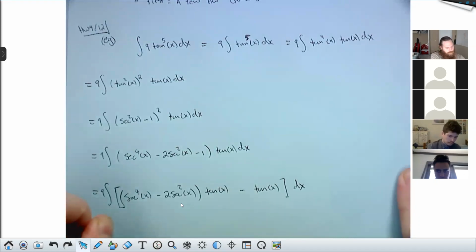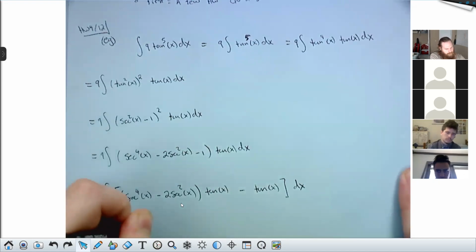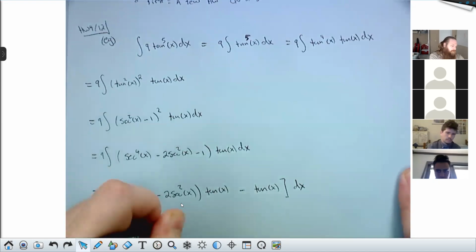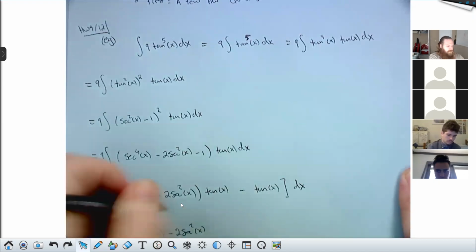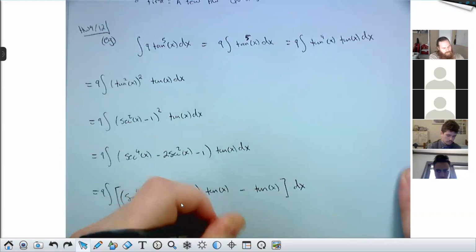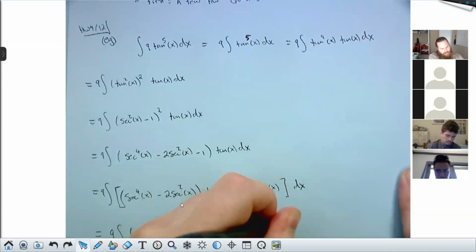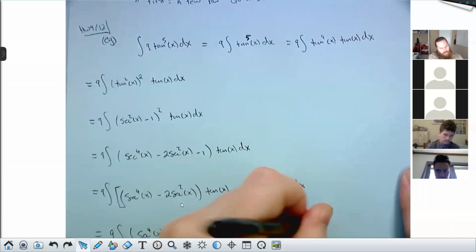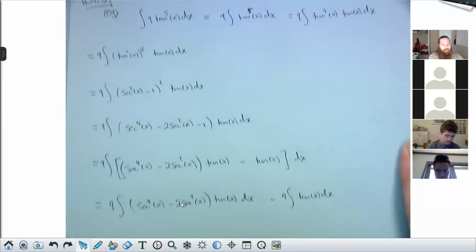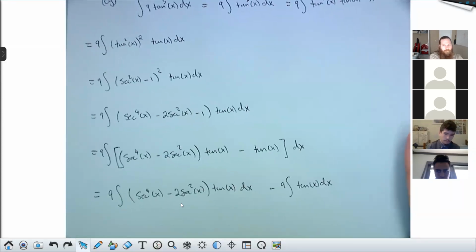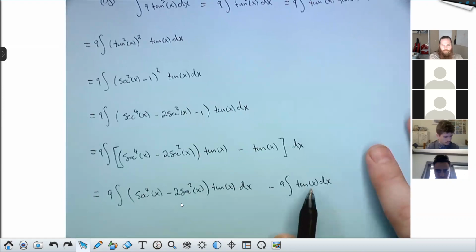So I'll split this now as 9 integral secant to the 4th x minus 2 secant squared x times tan x dx minus 9 integral tan x dx. Now the integral of tangent, this piece I know how to solve. This is the natural log of secant, or negative natural log of cosine. This is one of my fundamental trig integrals. This fellow requires a little bit more love.